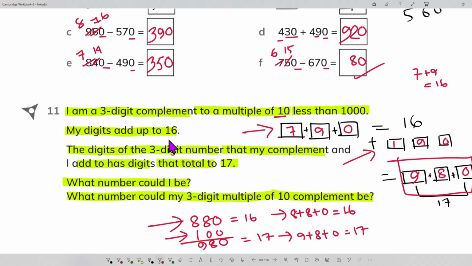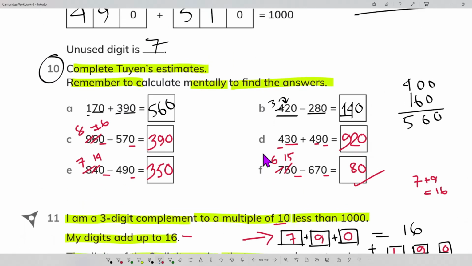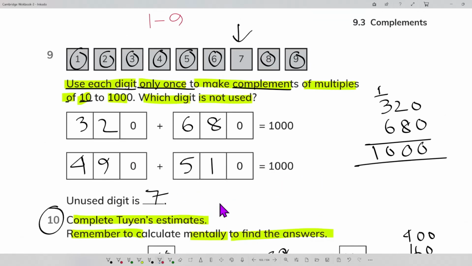So my first target becomes 16, so the answer is 880 plus 100, it means 980. This is method 1. And second one, suppose 790 plus 190, it will also be 980. And now check, everything is clear. So number 11 is done.